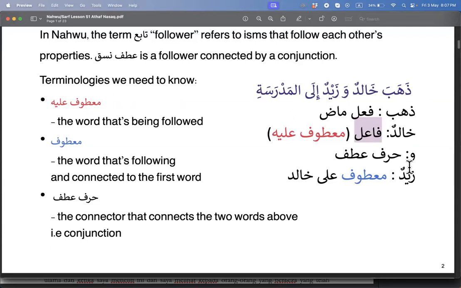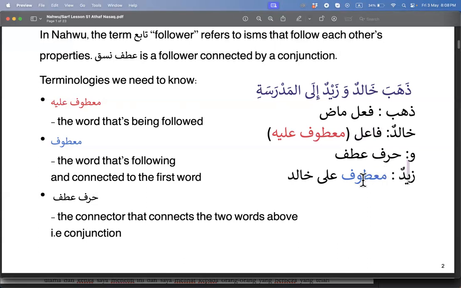And then the wow, we say it is Harf Ataf. And then Zaid, we say this is Ma'tuf ala Khalid. It is following Khalid. So Khalid is the fa'il, and he is following Khalid. It's basically also like another fa'il, but we don't say fa'il sani, obviously. So in textbooks especially, the maktuf alai is the one that is being followed, the first ism. And of course the maktuf is the one that is doing the following.